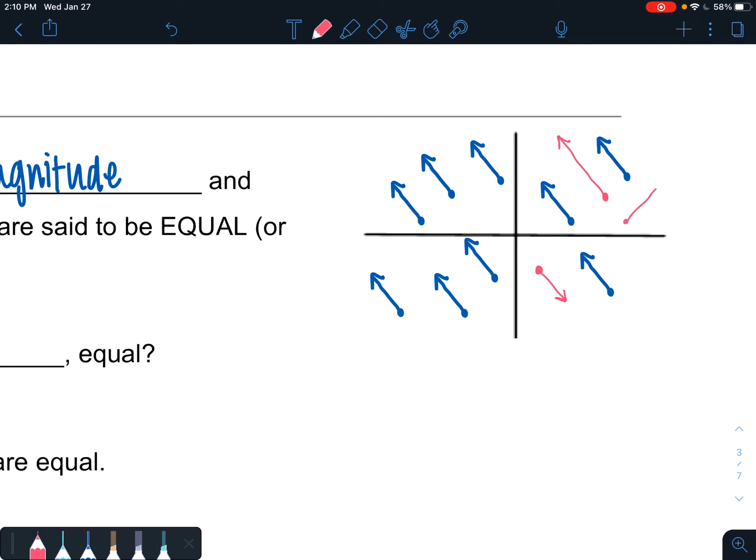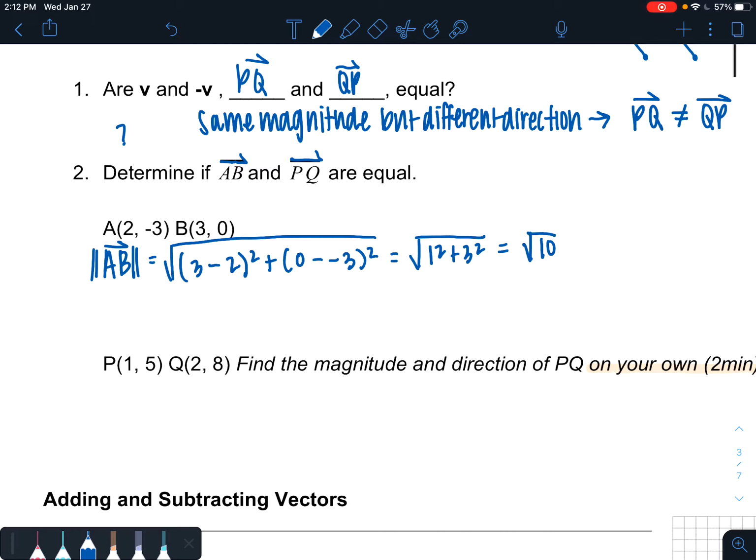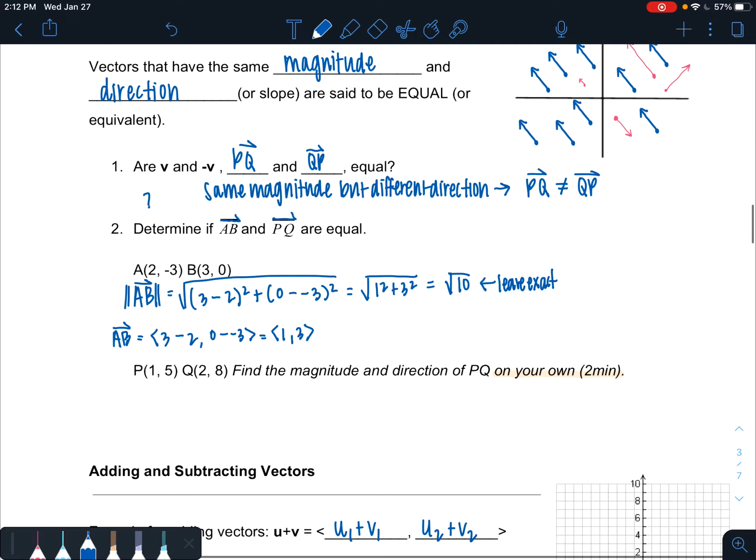So we have the square root of 1 squared plus 3 squared, which is the square root of 10, and we can just leave that exact. Okay, and in order to find the direction, let's find the component form of this. So this is going to be 3 minus 2, 0 minus negative 3. So we get the point 1, 3 for that vector on that terminal point.